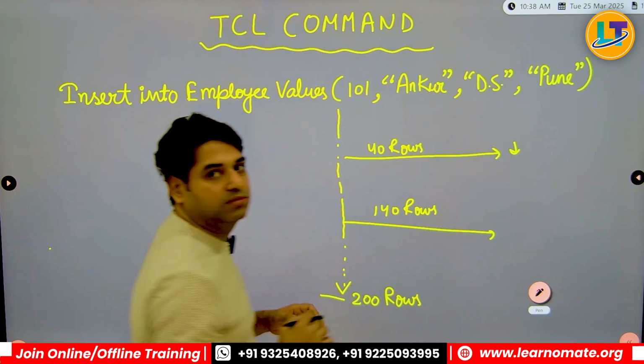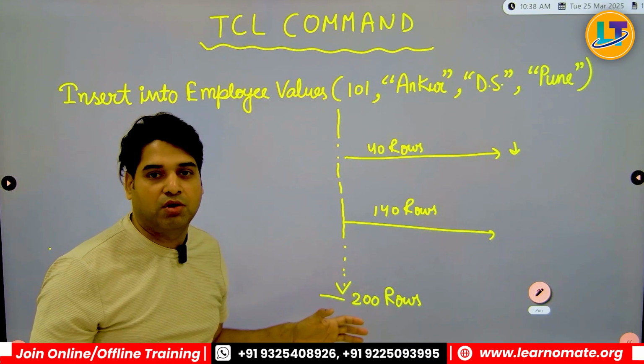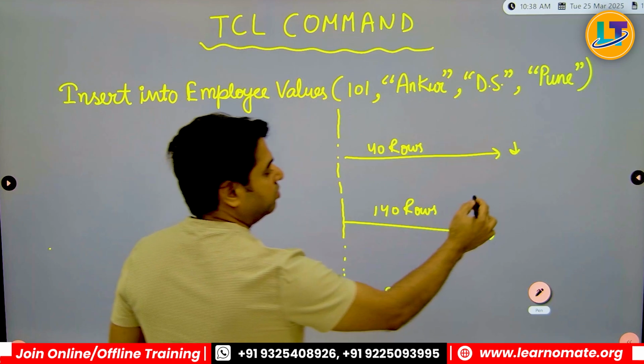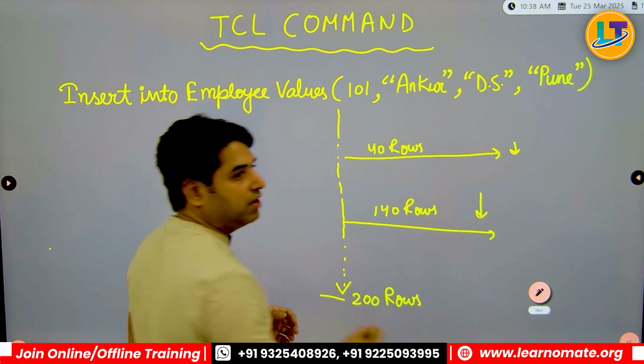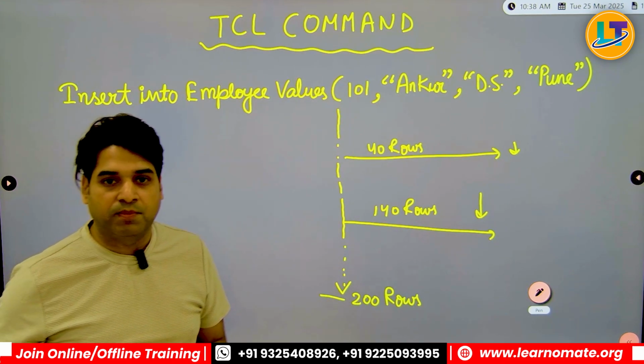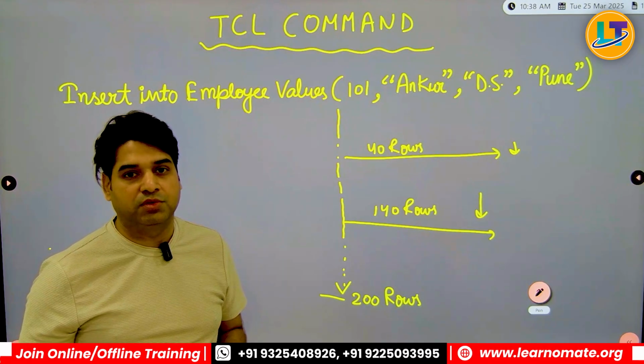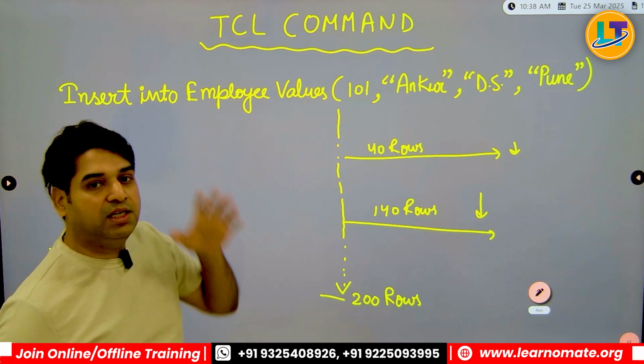and later everything is wrong. Or till 140 rows everything is correct, and after that everything we have entered is wrong. So in that case, what will we do? In that case, TCL commands help us.